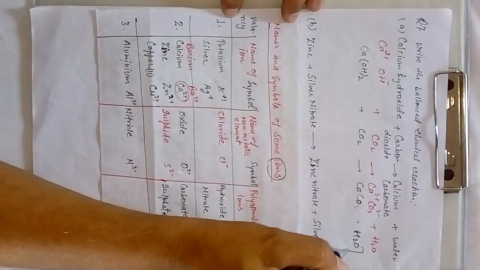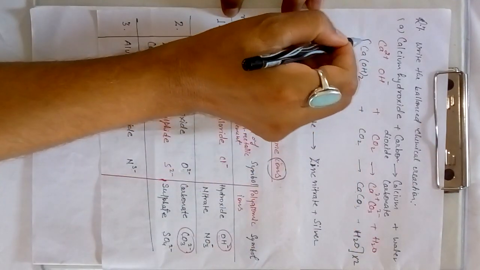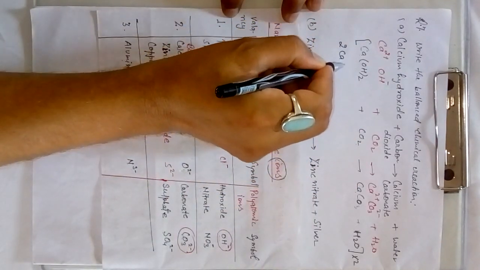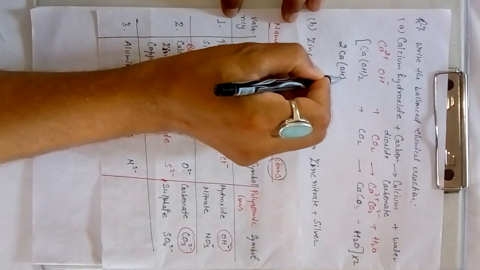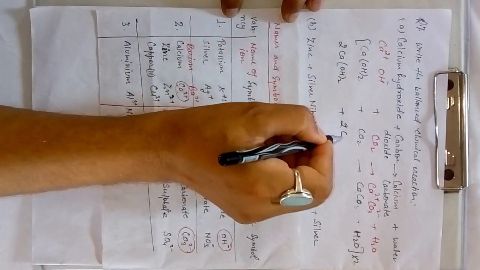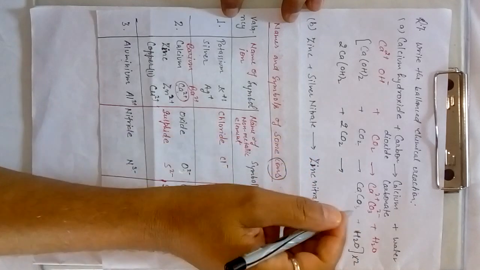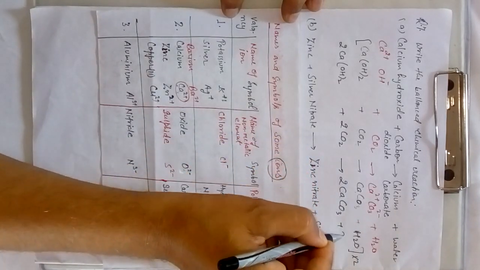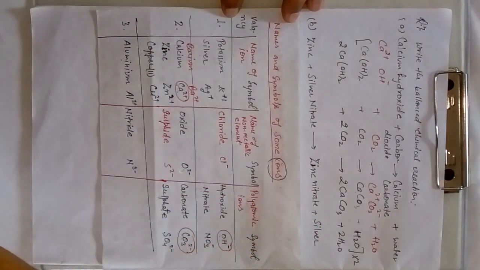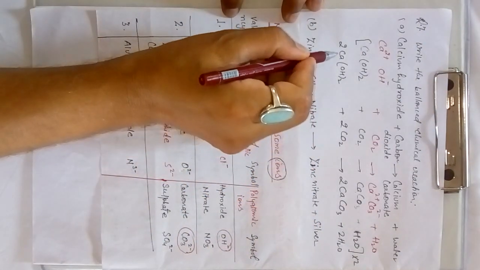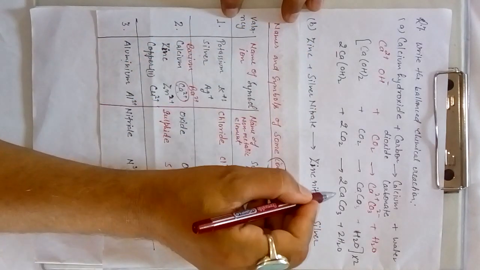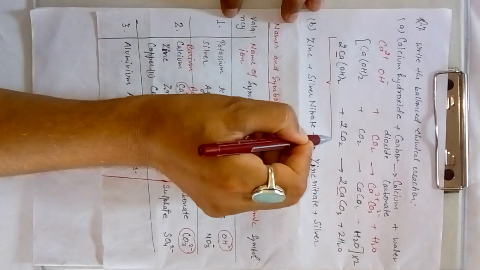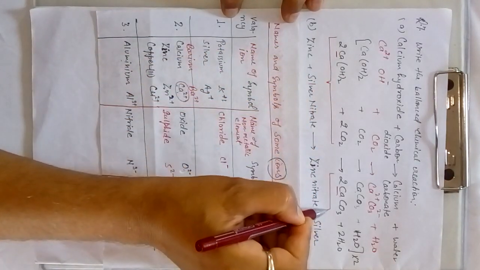Now if we want to multiply 2 in the whole equation, so we can write 2 Ca(OH)2 plus 2 CO2 gives 2 CaCO3 plus 2 H2O. This equation is also balanced. We can see how many calcium? 2. How many calcium here? 2. This is the reactant side and this is the product side.